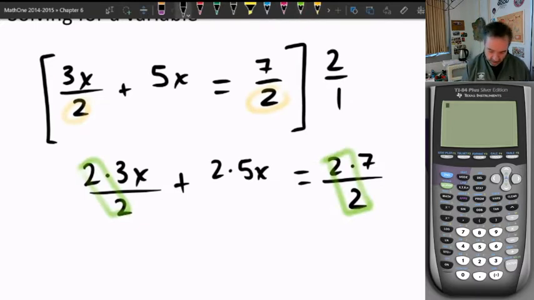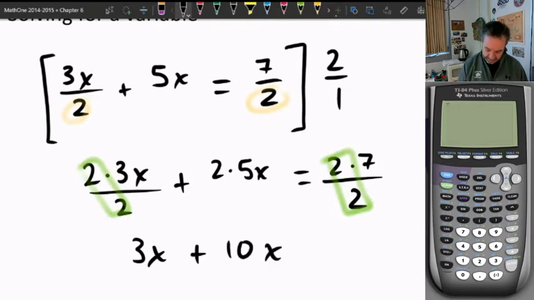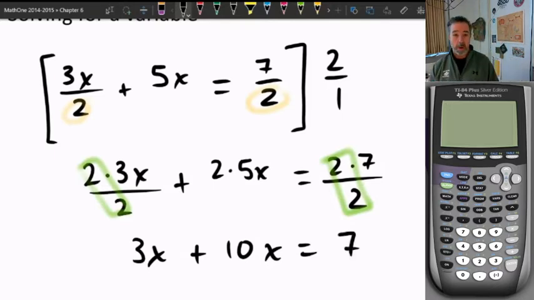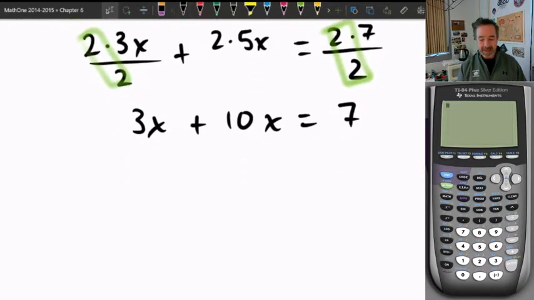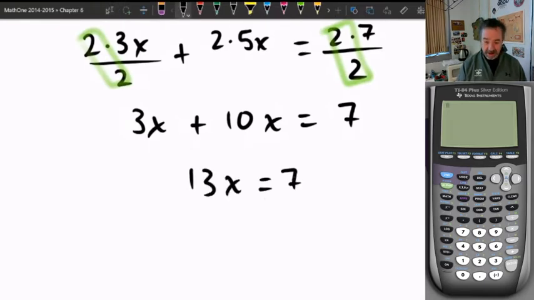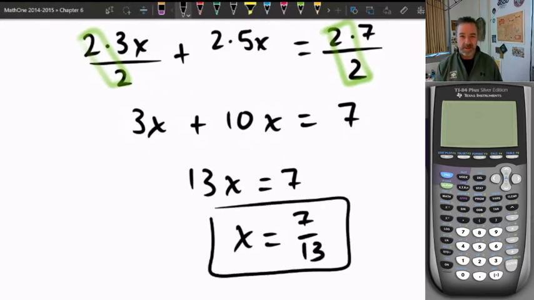So this equation becomes 3x plus, I can write this as 10x equals the number 7. Okay, that's what the equation is. Now, when I combine my like terms, when I combine the 3x and 10x, I get that 13x is the number 7. And now if I divide both sides by 13, I get that x is 7 over 13. So this is the answer to this equation.